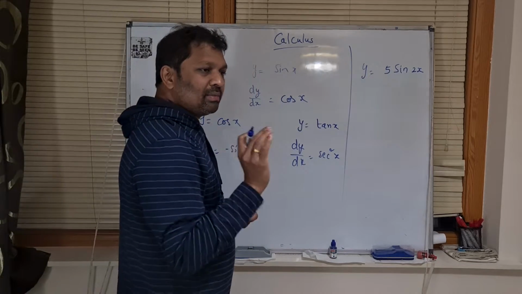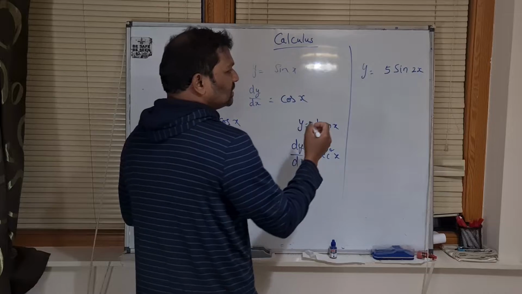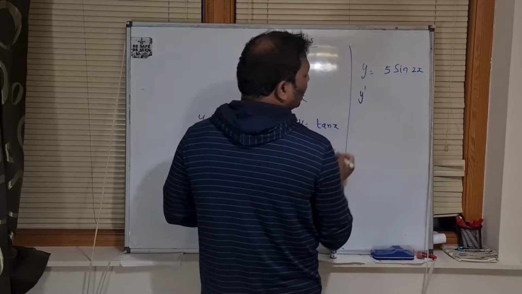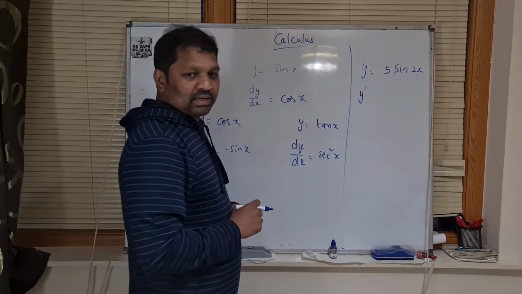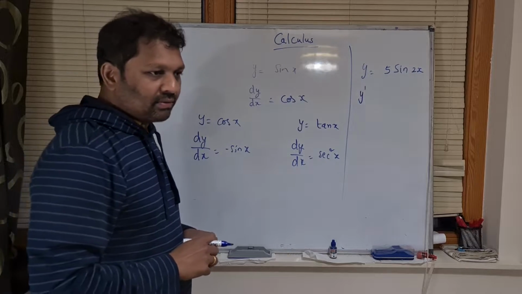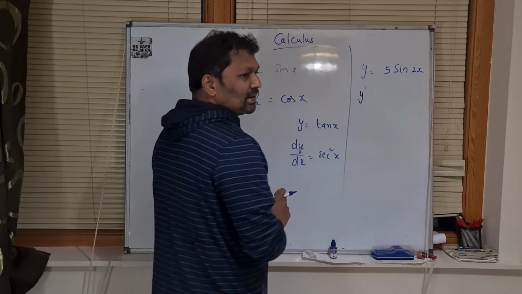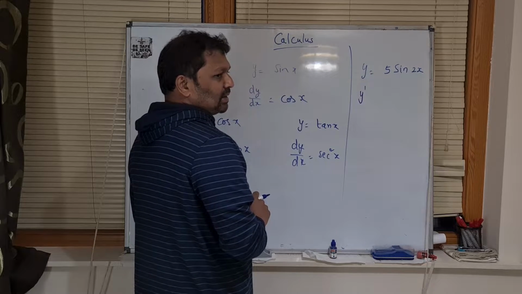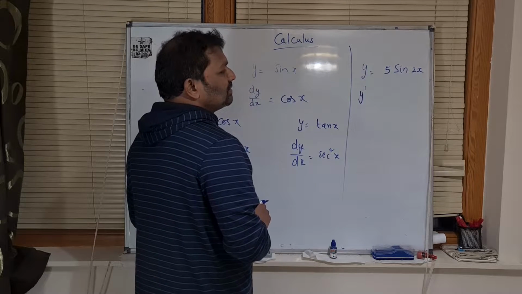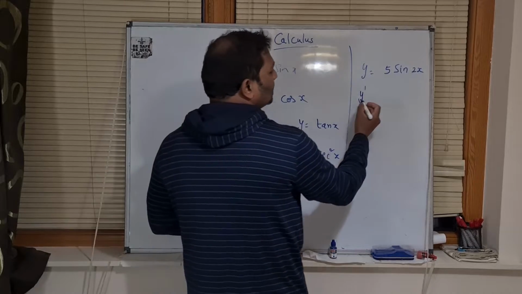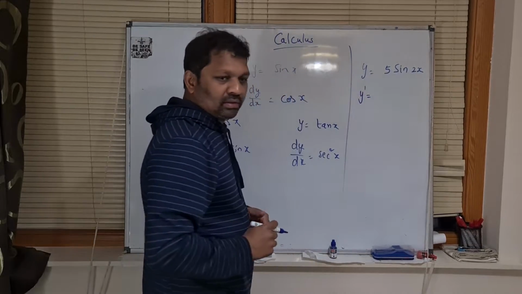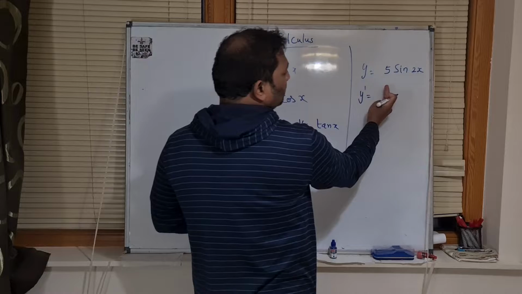In the book, dy by dx is also referred to as y dash. Y dash is nothing but dy by dx, the differentiation of y with respect to the variable on this side. What is the variable here? X is the variable. So what is the differentiation of y with respect to x here? 5 is a constant, you can put it aside.